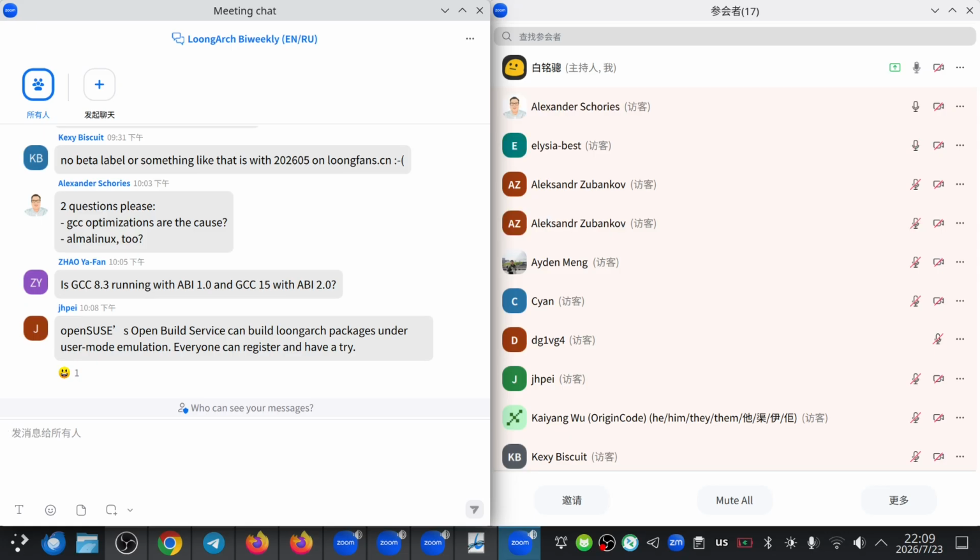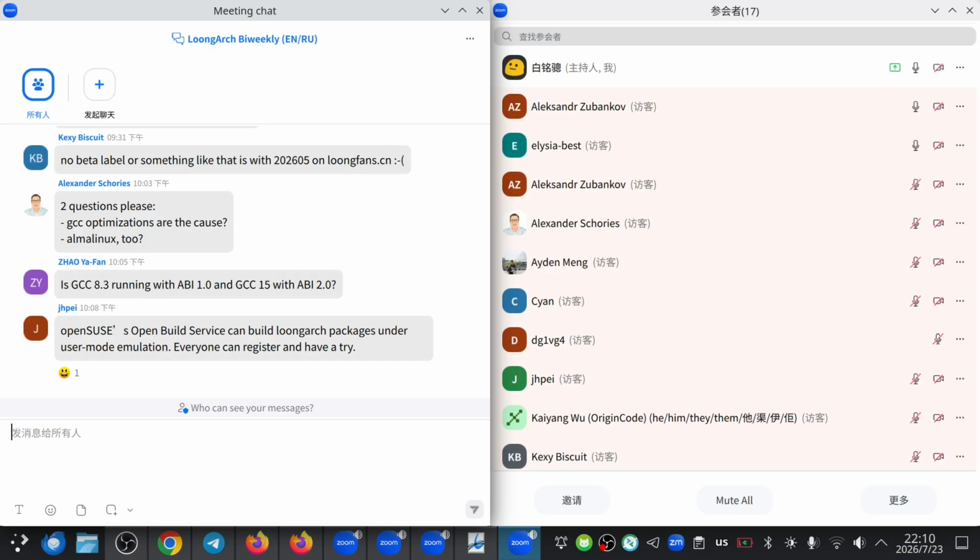Then a question from Zhao Yafan: is GCC 8.3 running on API 1.0? Yeah, I would imagine so. There is no such thing as a GCC 8 for API 2.0. But I'm not sure about the GCC 15 part, so maybe Aleksandr, you have information on that? No, I do not have information. The test was conducted about 6 months ago, and I don't remember. Sorry.